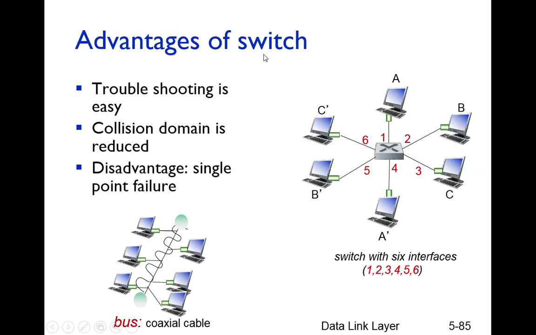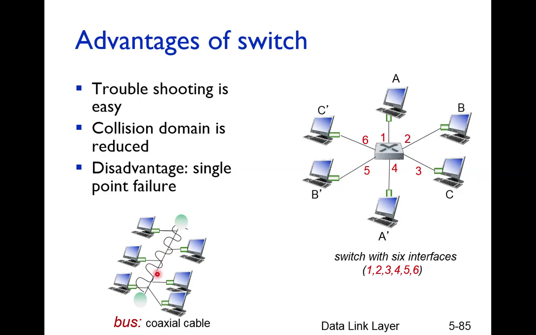So advantage of switches, number one: troubleshooting is easy. Troubleshooting is easy, because if this link is disconnected, it will only affect this node, and the other nodes can talk to each other. But here, if there is a cut, then no node can talk to each other. And to identify this is very difficult.